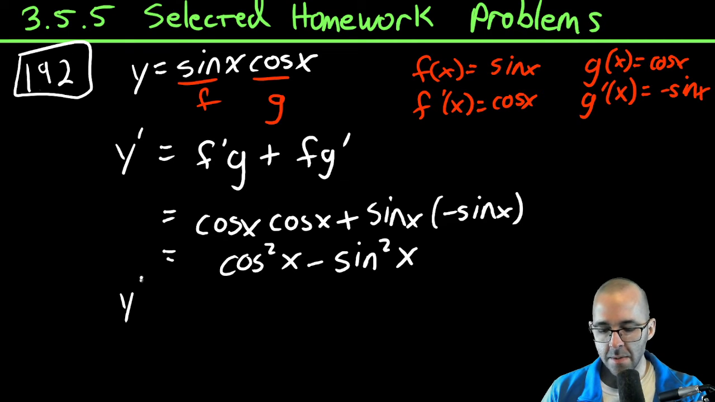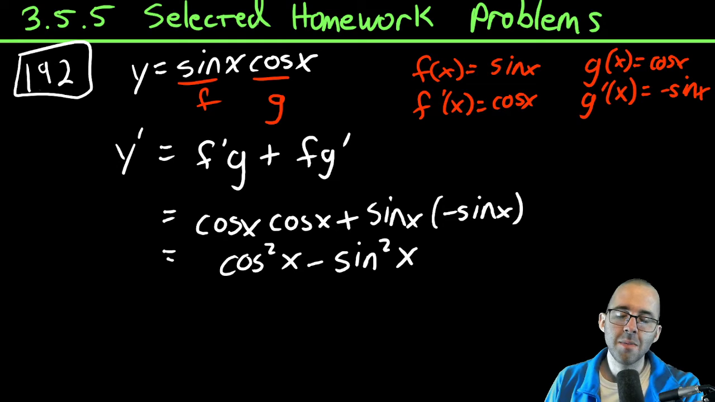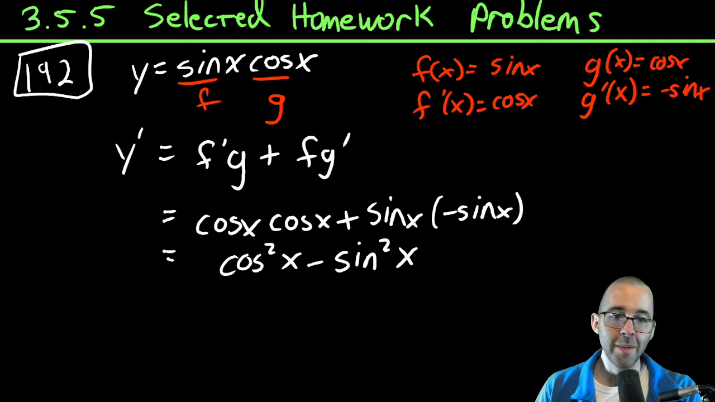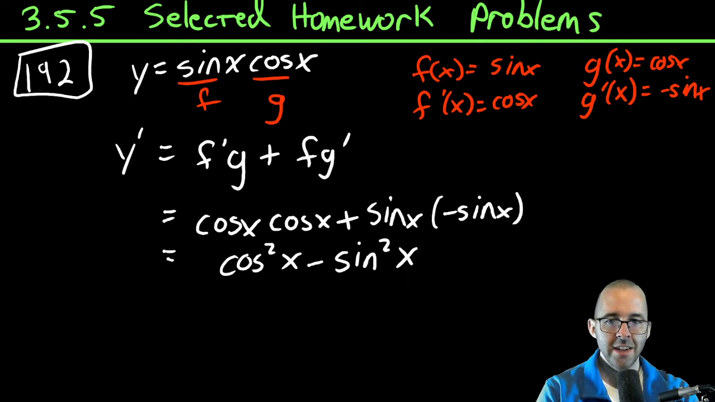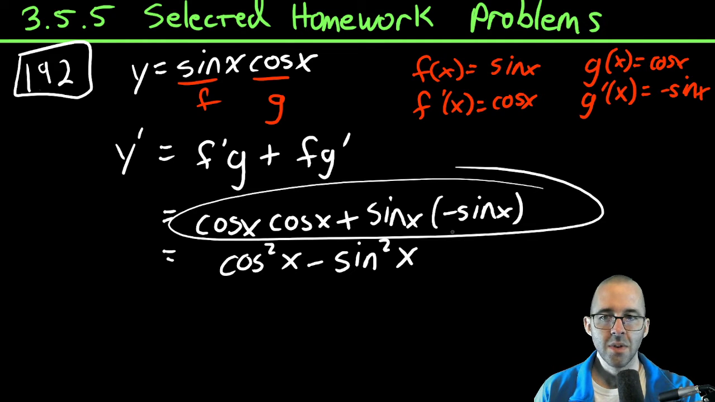So y double prime, and again, we can't really take the derivative in this form because we're missing something called the chain rule. And we do that in 3.6. It's coming up. I've been wanting the chain rule for so long, but this book kind of does it pretty late. I love the chain rule. It's very, very powerful. So we can't really take the derivative in this format. So we're actually going to take the derivative of this format.